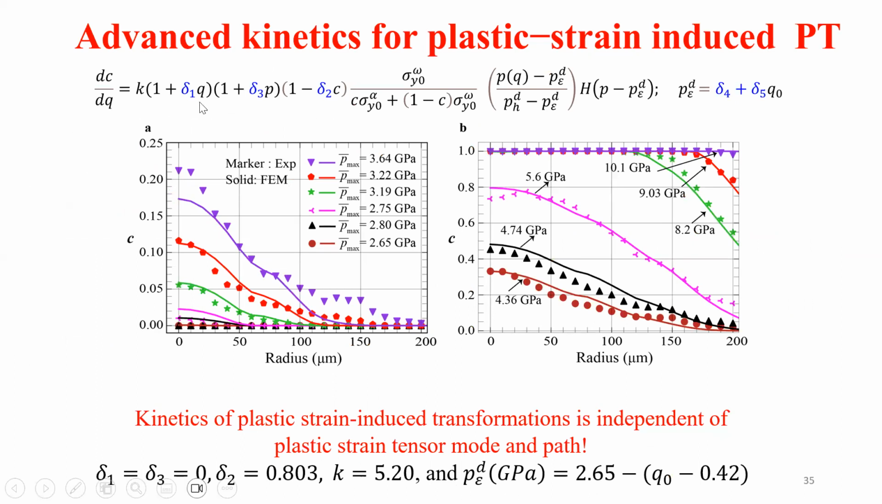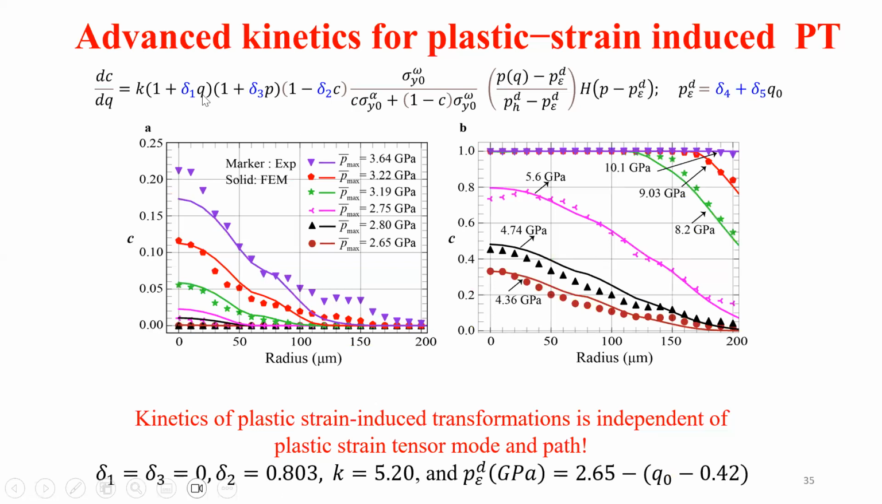This is our advanced kinetic equation for plastic strain-induced phase transition. I already discussed this part, but now we have more opportunities. We introduce more parameters, so now 6 independent parameters. After fitting to experiment, we found all these parameters, and actually 2 of them are not necessary, so we can do this with 4 parameters. And you see, symbols are experimental data for low and high concentration, volume fraction of phases. And you see quite good correspondence. The maximum difference in volume fraction is 7%.